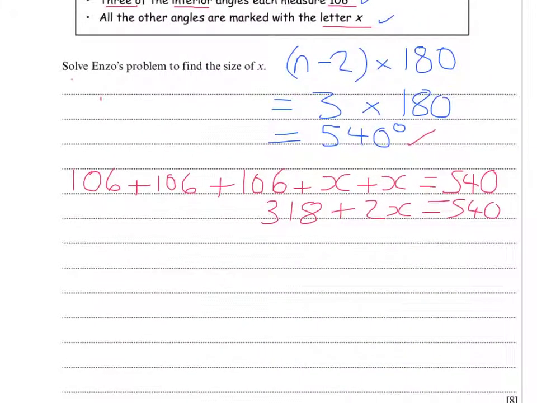What I need to do now is work out what is going to be equal to my 2x. If I've got 318 on the left hand side, to get rid of that I need to take away 318 from both sides, and 540 take away 318 leaves me with 222. Now that my 2 is multiplying my x, to get rid of that I need to divide both sides by 2. So the angle that I'm looking to find to solve Enzo's problem is that my x value is 111 degrees.